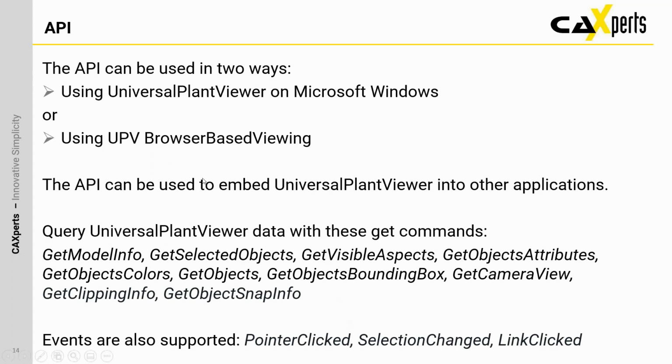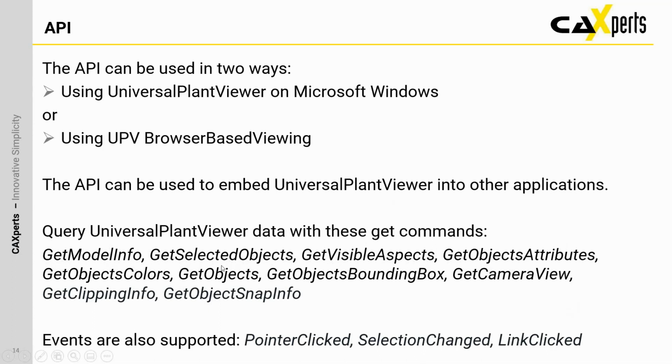However, with the API, you can really query information from the model. So for example, you can see there are those get commands: get model info, get selected objects, get visible objects, visible aspects, get object attributes and stuff like that.